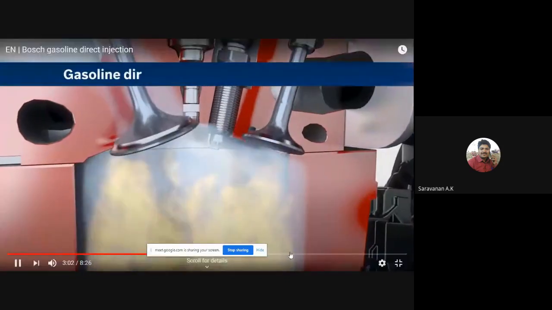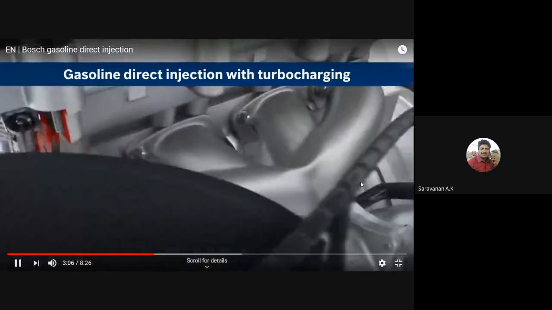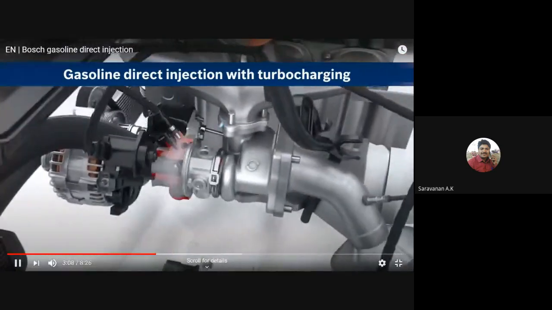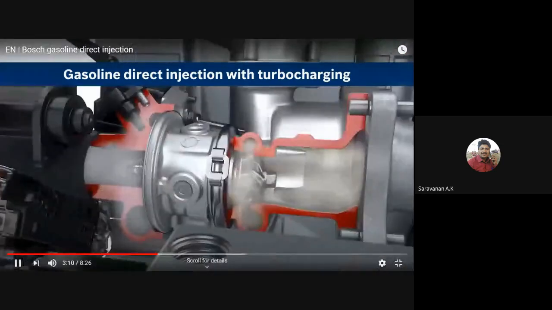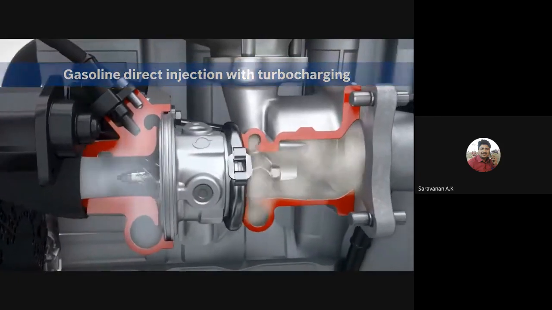Turbocharging enables a larger air mass to enter the combustion chamber. Thus, more air-fuel mixture is combusted, improving performance. The exhaust gas turbocharger uses the energy of the exhaust to compress the intake air.